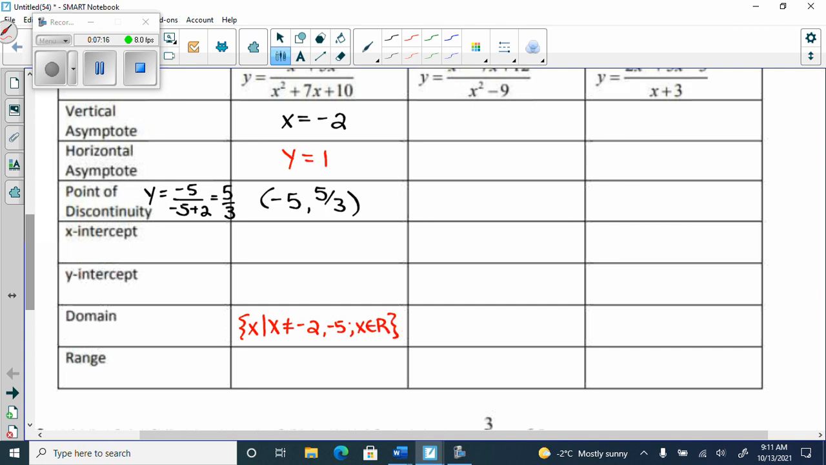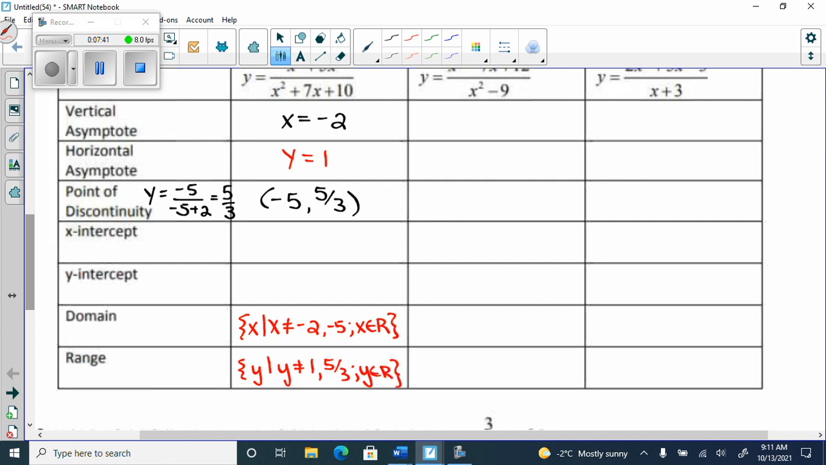Most people remember both x's and then forget the y of the point of discontinuity is usually what happens. And then it's going to be y such that y can't equal my horizontal asymptote, which is 1, and the y of my point of discontinuity, 5/3. Because I'm going to have a dashed line through 1, and I'm going to have an open dot at 5/3. Right? So both of them aren't going to exist. y element of R.